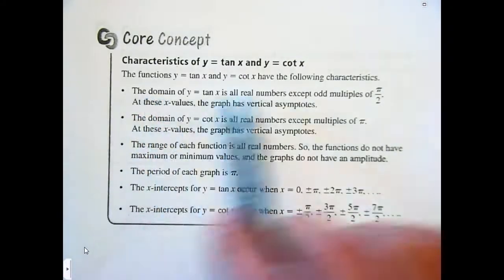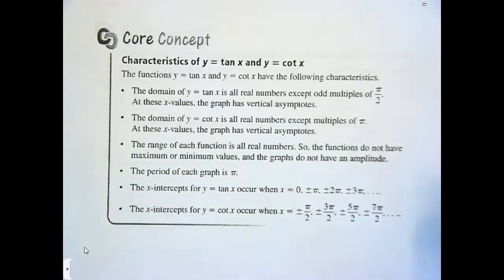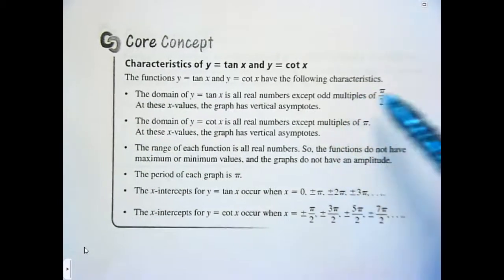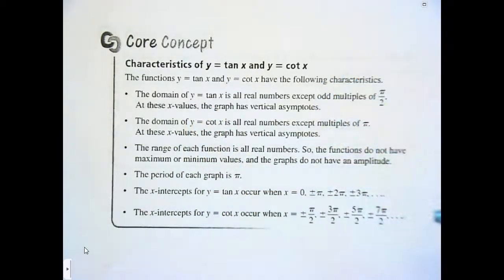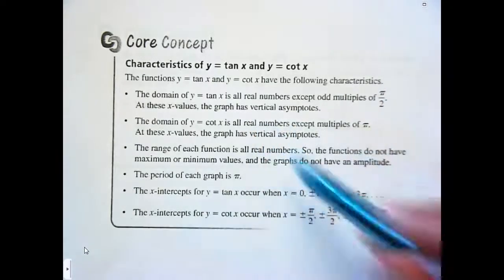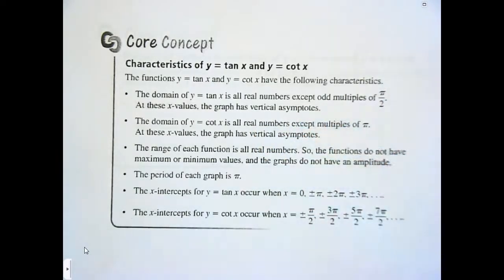As you read through, these are all things we've talked about, just maybe in a different wording. So the domain of y equals tangent is all real numbers except odd multiples of pi over 2. At these x values, the graph has vertical asymptotes. So you're talking 1 pi over 2, 3 pi over 2, 5 pi over 2.